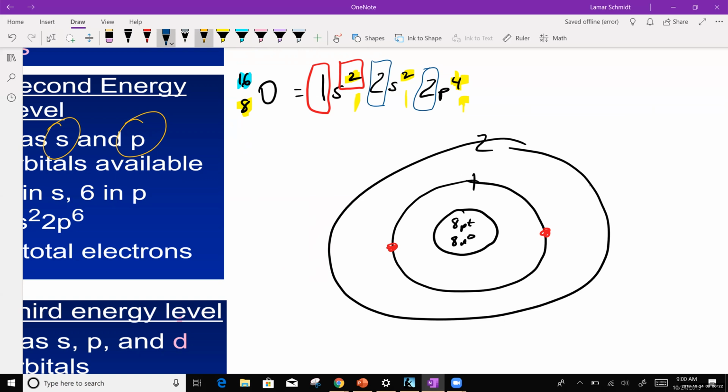So in this case, you're going to add these up, and it will be 2 plus 4, which gives us 6 electrons. So we should have 6 electrons in our second energy level. 1, 2, 3, 4, 5, 6. You do a quick count, and you should have 8 electrons in your picture total. 6 in the second energy level, and 2 in the first energy level. So that's how you would do that.